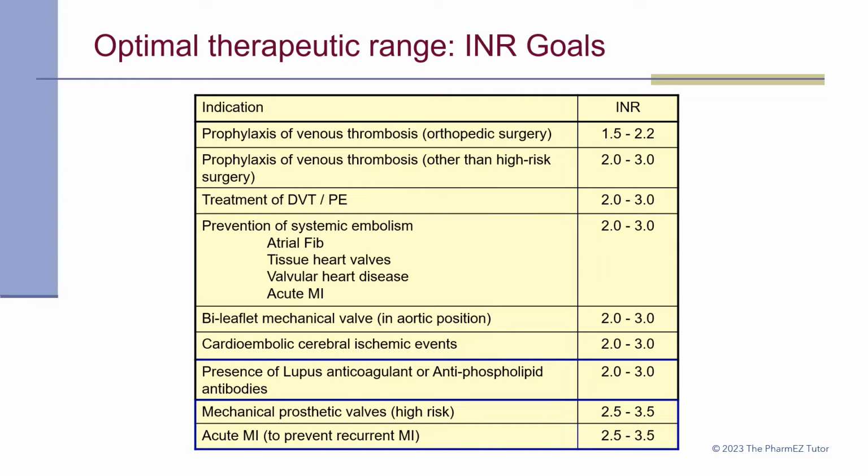This table shows a list of warfarin indications, and as you can see, the majority of indications has an INR goal between 2.0 and 3.0. For mechanical prosthetic valves, primarily in the mitral area, the INR target is a little higher, between 2.5 and 3.5.